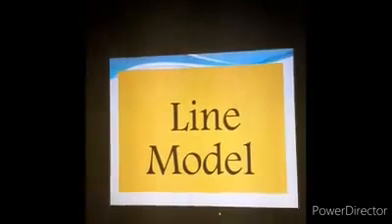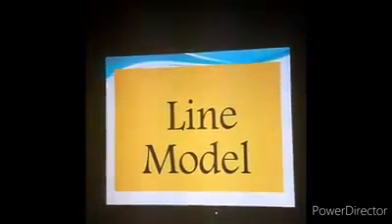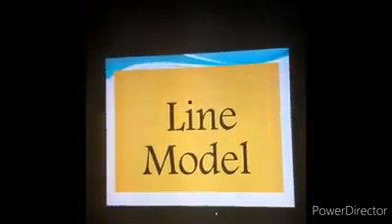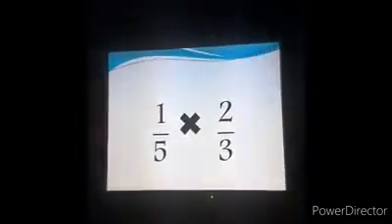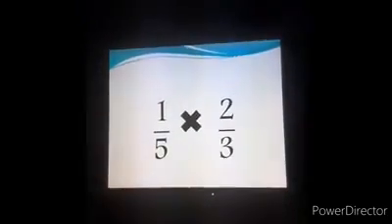Now that you already know what a fraction is, I will teach you how to multiply and divide fractions using line model. Line model is a line used to multiply and divide a fraction. Example, 1/5 multiplied by 2/3.